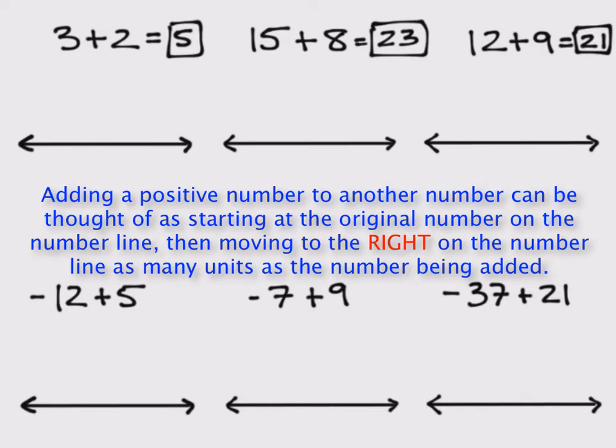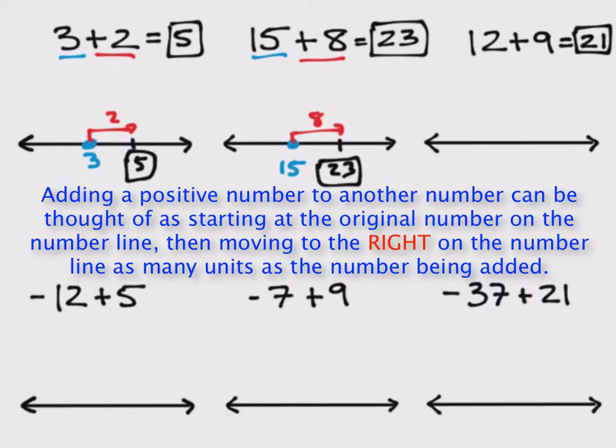So for instance, for our first example, we started at the number 3 on the real number line. And by adding 2, that means move 2 units to the right. And of course, we ended up at 5, which is our sum. In the second example, we started at the number 15 on the real number line. And by adding 8, we went 8 units to the right. And of course, what's 8 units to the right of 15? That's 23, which was our sum.